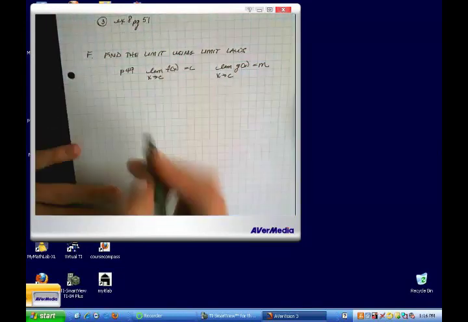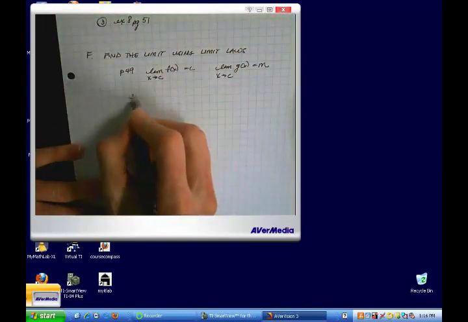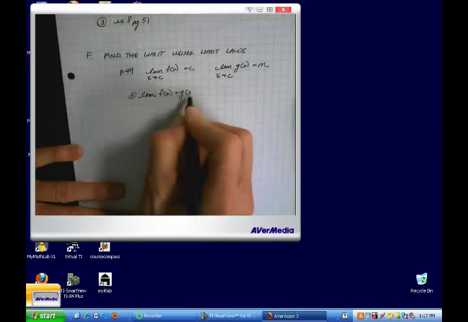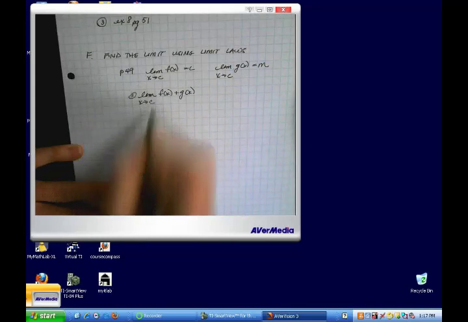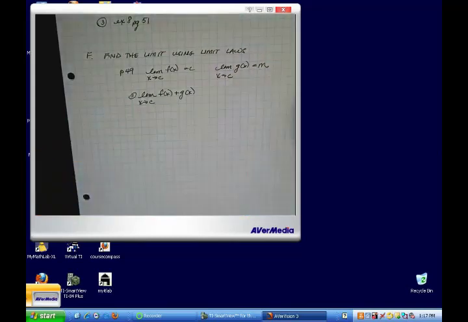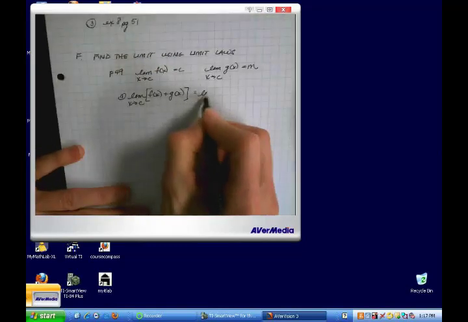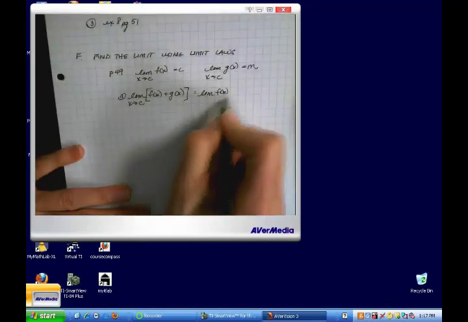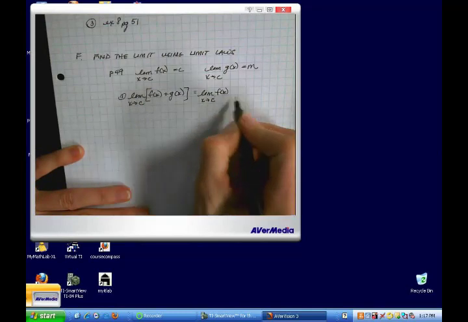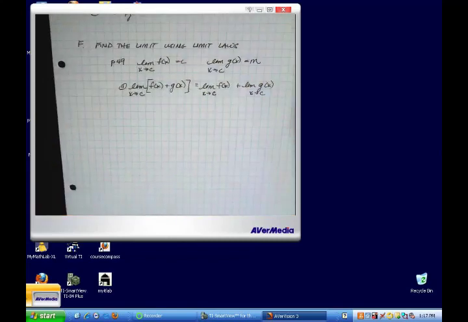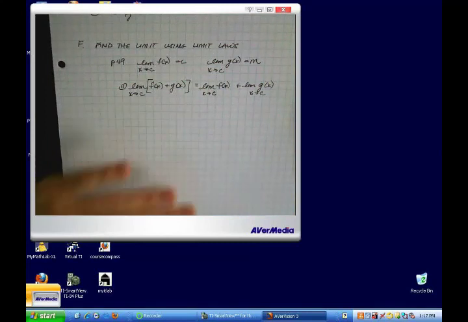Given this, if they ask me what is the limit of f of x plus g of x as x is approaching a value of c, that's easy to do because the limit law says this is equal to the limit of f of x as x is approaching c plus the limit of g of x as x is approaching c. So you can split it up. If you have a sum of two functions, you can split it up and do individual limits.